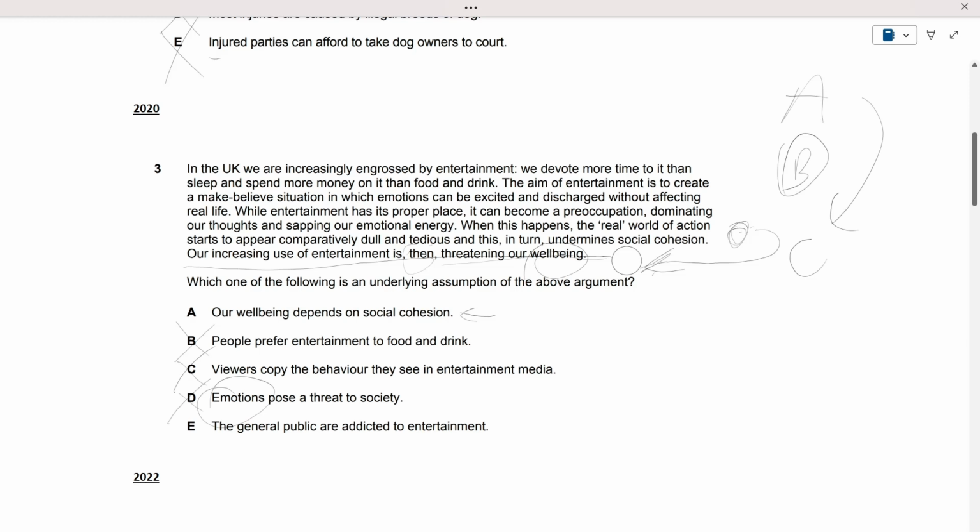The reason why I don't think it's E is because, yes, you can say that addiction would affect our well-being, but the argument here doesn't rely on the fact that we're addicted to entertainment as such. It's already saying we are increasingly engrossed by entertainment. We assume everything in the paragraph is true. Whether we're addicted or not makes no odds to our increasing use of entertainment threatening our well-being. We might not actually use it that much at all, but the fact that we are increasing it is enough for this conclusion to be drawn. It doesn't rely on the fact that we're addicted or not. So that's the subtle reason why it's not E and this is A.